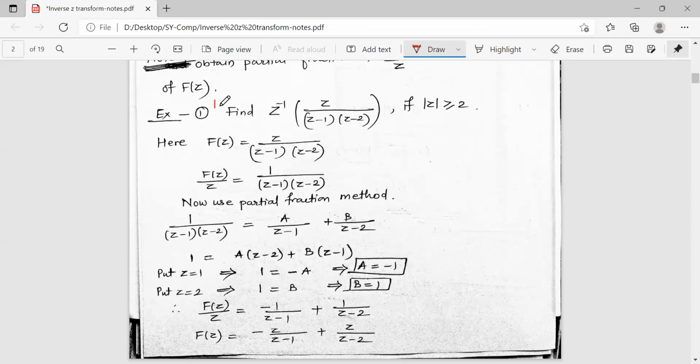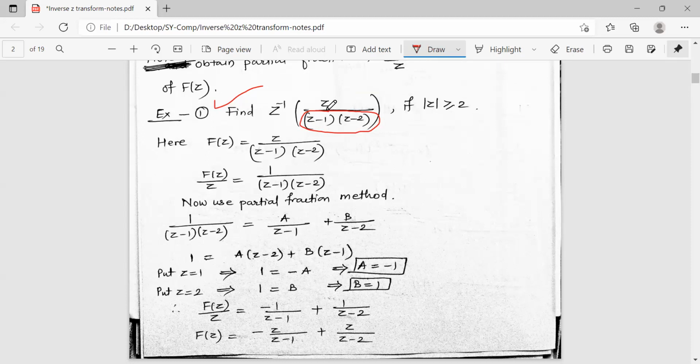That is, find the inverse Z transform of z upon (z minus 1) into (z minus 2) if modulus of z is greater than or equal to 2. So since the denominator contains two factors and both are linear factors, they are non-repeated. This is your denominator. Okay, the denominator contains linear factors and non-repeated, meaning not the same.